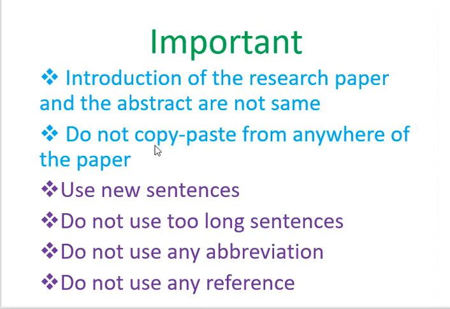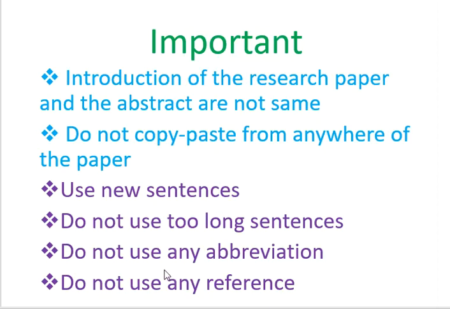But in the abstract, we state the five elements that we have discussed in our earlier slides. And of course, in the abstract, never copy paste from anywhere in the paper. It's not a copy paste thing, it's a new thing. So use new sentences. And in the abstract, we should not use too long sentences. For example, you want to include rationale, importance and aims in one sentence and it becomes too long. So never do that. Use simple or complex sentences, but never use too long sentences.